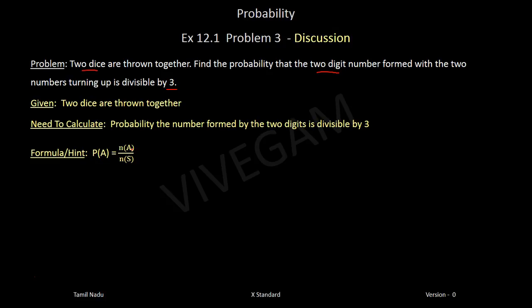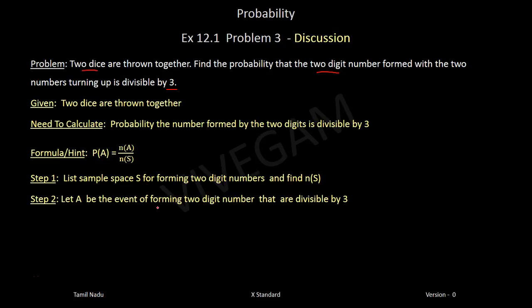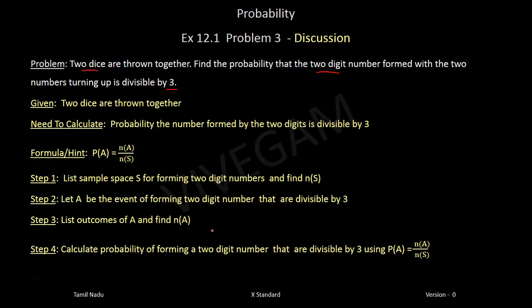As usual, there will be 4 steps. List the sample space, all the possible outcomes. Then define the event A: forming a two-digit number that is divisible by 3. Next, list out all the favorable outcomes and find n of A. Here we found n of S, and the probability is n of A divided by n of S. It's a standard 4 steps.